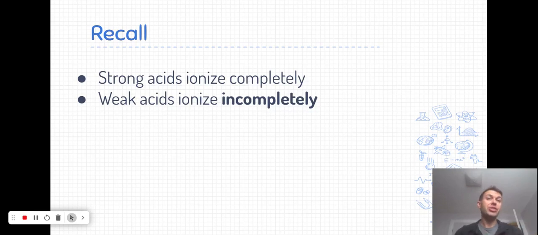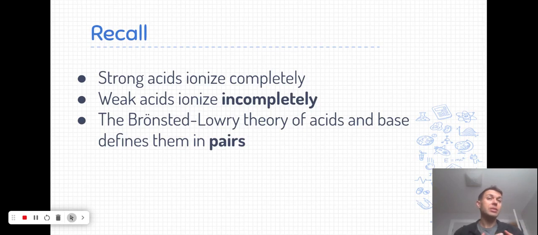Recall that we differentiate between strong and weak acids by the extent at which they ionize in water. Weak acids are acids which ionize incompletely. Typically we say less than 50%, but we will see that more often than not, it's much less than that. Recall as well that the Bronsted-Lowry theory of acids and bases defines them in terms of pairs. We cannot have a Bronsted-Lowry acid without the presence of a Bronsted-Lowry base, a proton acceptor.